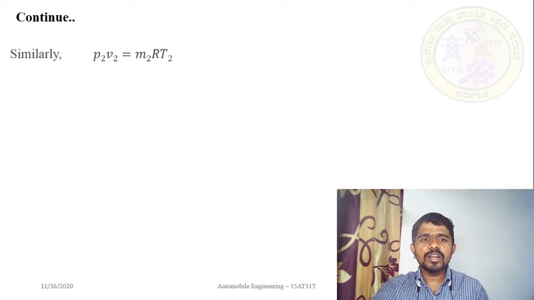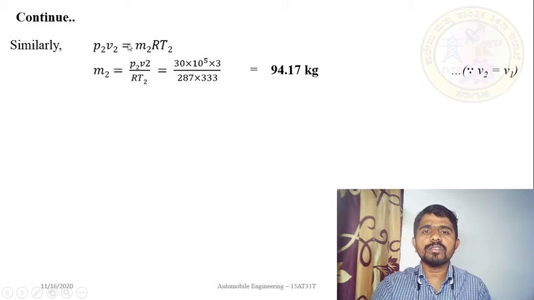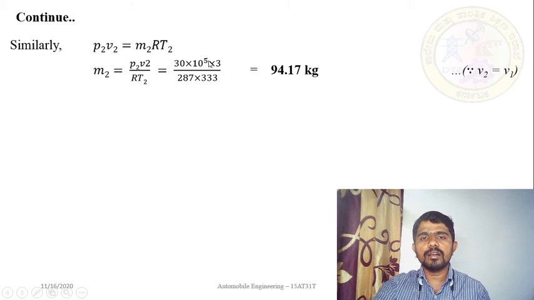So now you are considering V1 is equal to V2. We can consider V1 is equal to V2 because the same vessel we are considering to solve this problem. So M2 is equal to, what you should calculate? M2 is equal to, same as that of M1, P2 V2 by R T2. You know the value of P2, V2, R, and T2. Apply all these values into this equation. Try to use your calculator, resolve these, and finally you will get the answer, that is 94.17 kg.